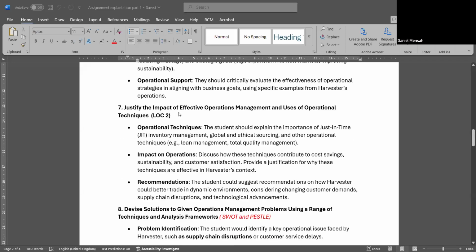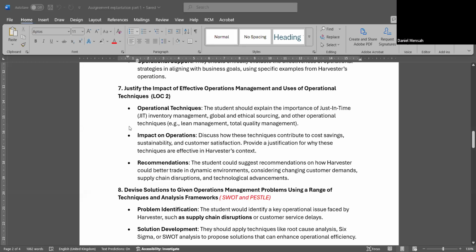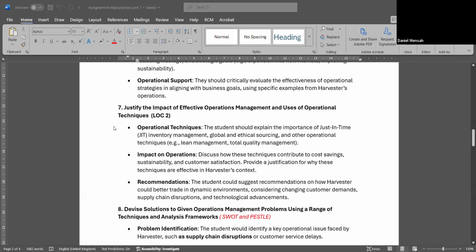Then you are going to justify the impact of effective operation management and use of operational techniques. Here you will be using different operational techniques. They mentioned you need to use inventory management, global and ethical sourcing, and other operational techniques. You can talk about lean management, total quality management, but these three are mandatory. At least you need to discuss these three techniques.